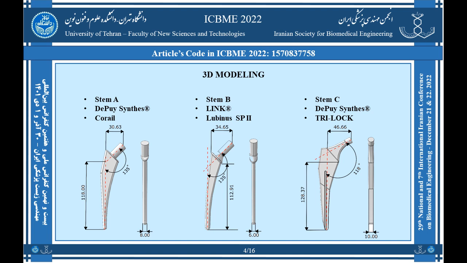As you see, stem C has the largest amount of thickness and length, then A, and then B has the least amount of thickness and length. Stem C has the largest amount of offset, then B, and then A. About neck shaft angle, or NSA, stems A and B are the same and the NSA of C is less than the others.